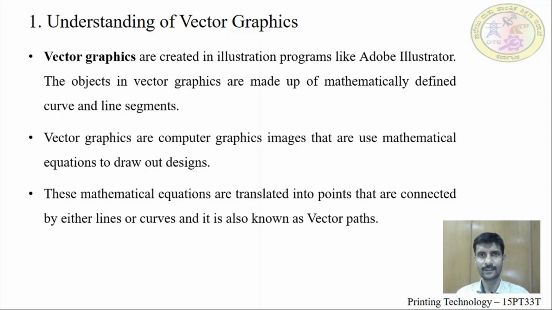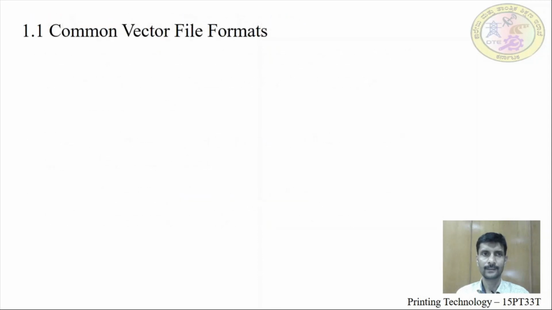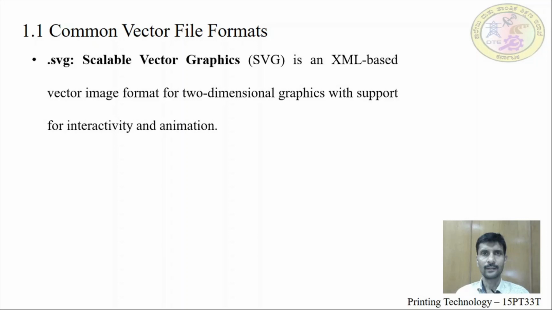Next, we will see the different file formats: .svg, .eps, .pdf. Let us understand thoroughly each file format, where it is used and how it is made. .svg stands for Scalable Vector Graphics. Normally it is made with an XML-based scripting language to create two-dimensional images, which supports interactive animations and web applications.